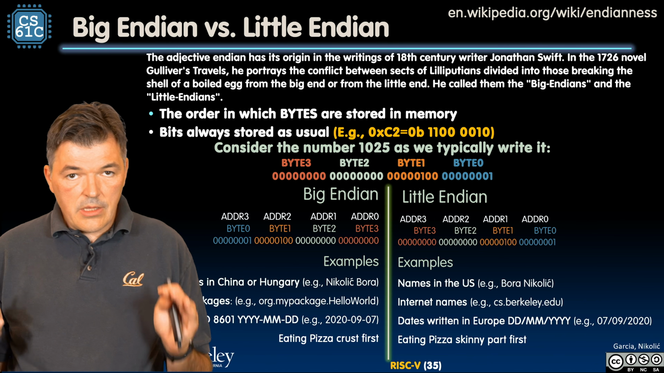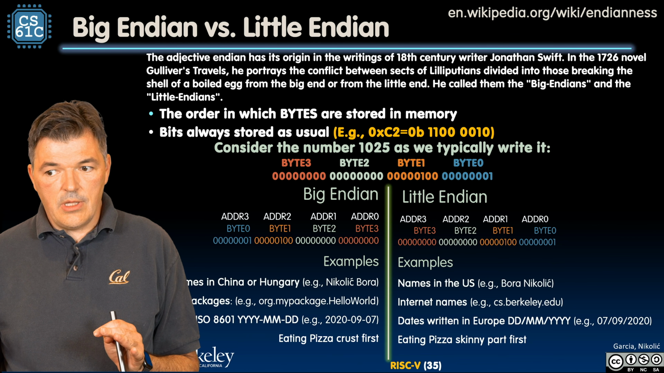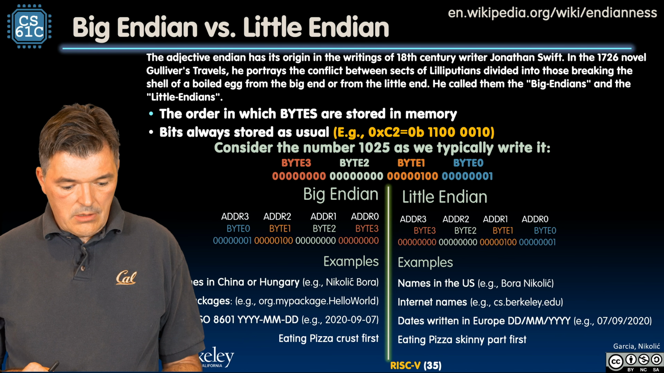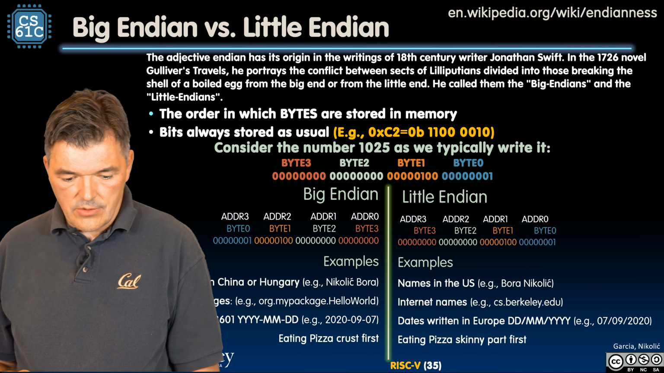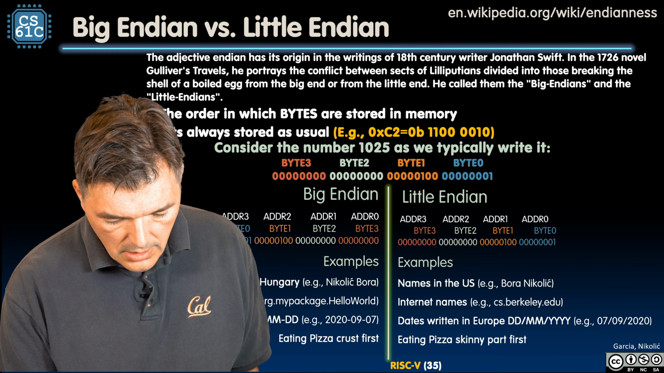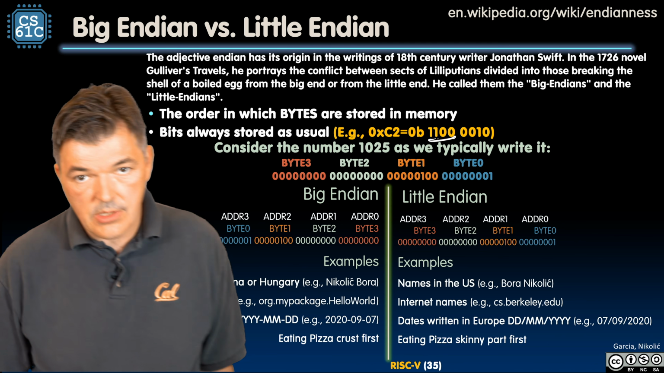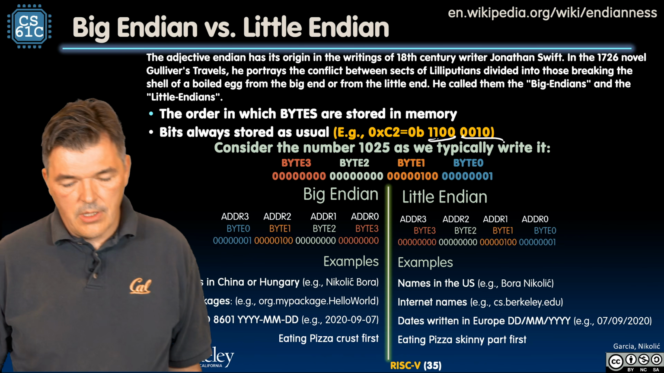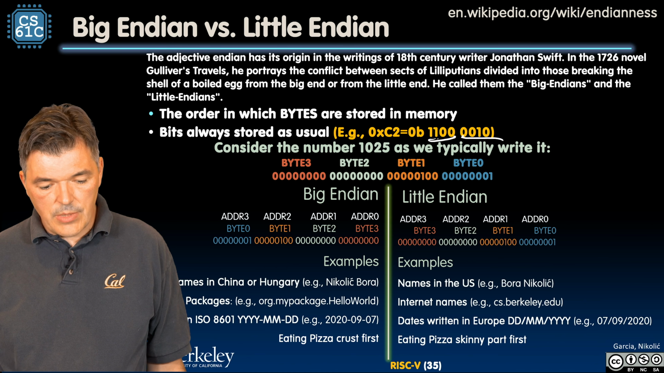Now, endianness governs only the order of how bytes are stored in memory. Bits are always stored the same way. The least significant bit goes at the lowest bit position. So if you would like to write C2, the more significant nibble, 1001, always goes in the upper position in the byte, and the less significant nibble, 0010, is positioned in the lower bits.